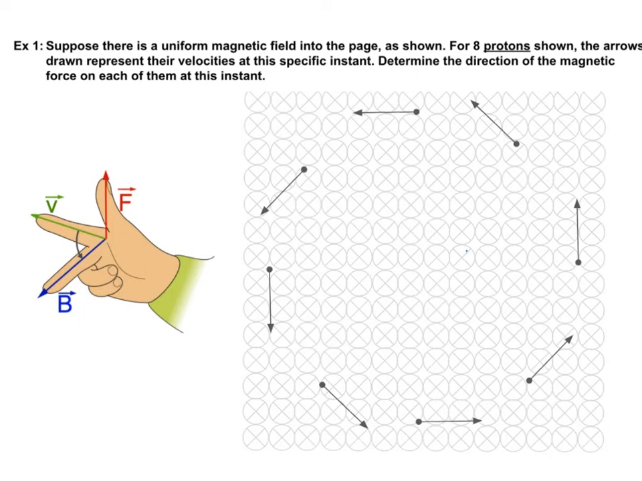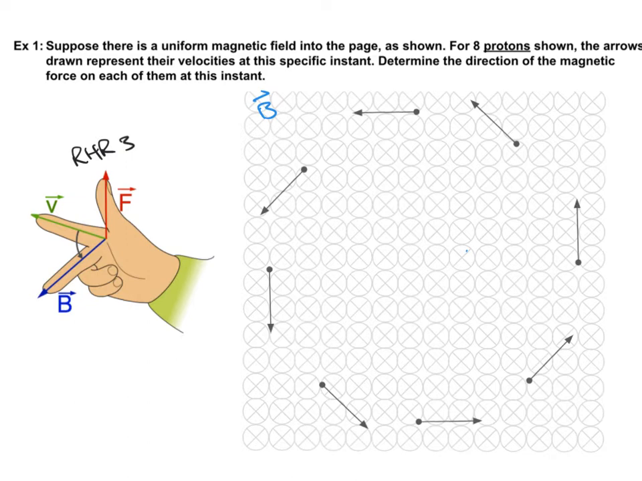Suppose there is a uniform magnetic field into the page as shown. That would be represented by all those circles with X's on them. That's the B field, that's into the page. So that's where your middle finger is going to point as you do the right-hand rule number 3 for all of these charges. Well, we won't do all of them, hopefully we'll see a pattern after we do a few of them.